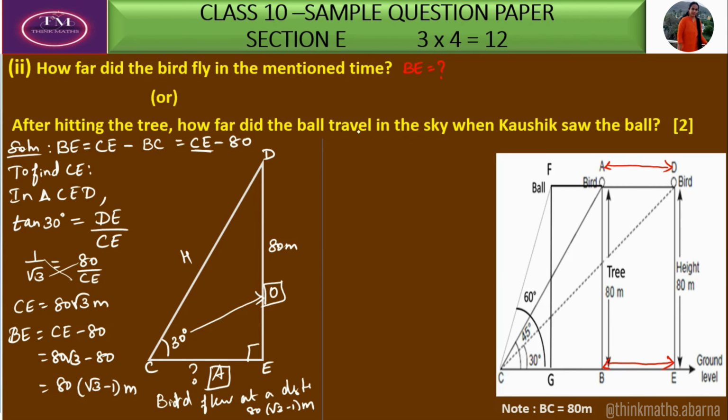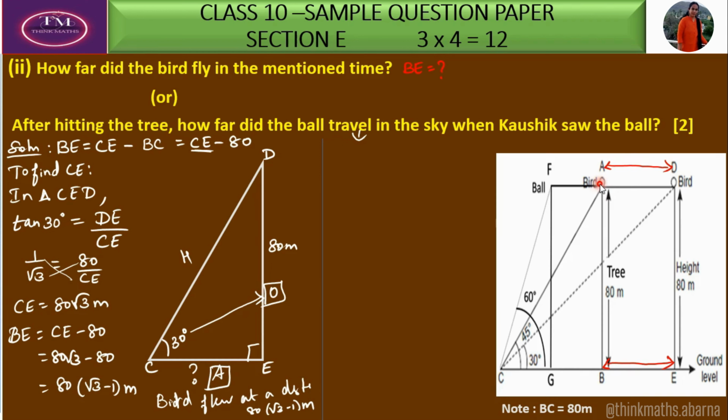Now for the choice part. After hitting the tree, how far did the ball travel in the sky when Kaushik saw the ball? So instantly the ball is here. So when the sixer was hit, the ball is here.